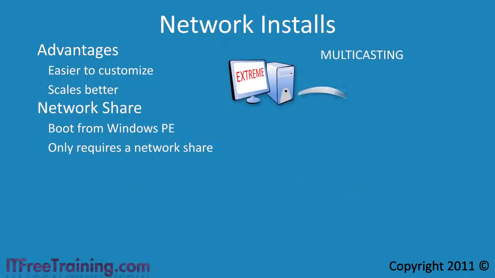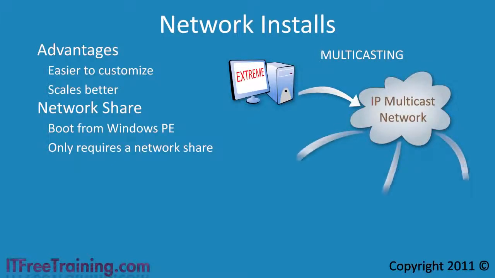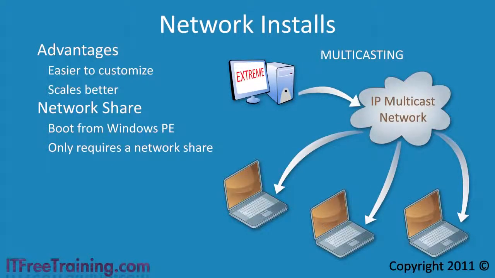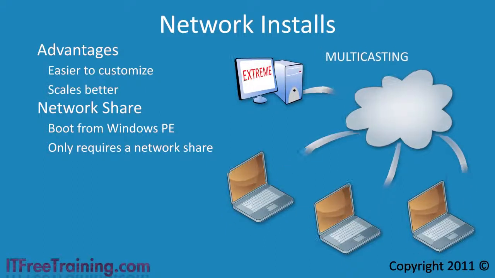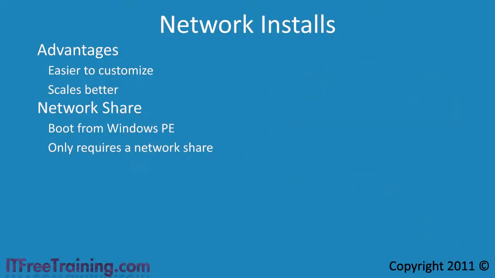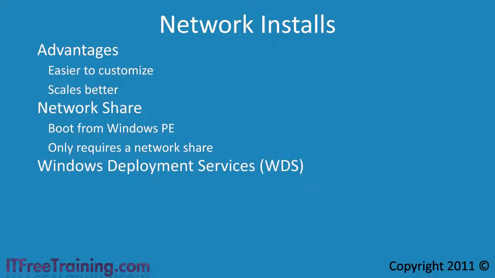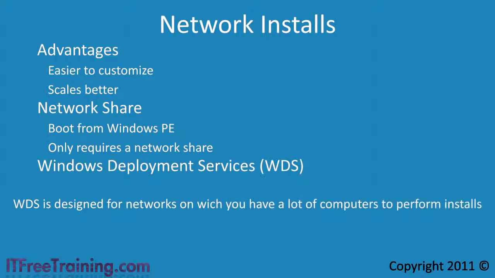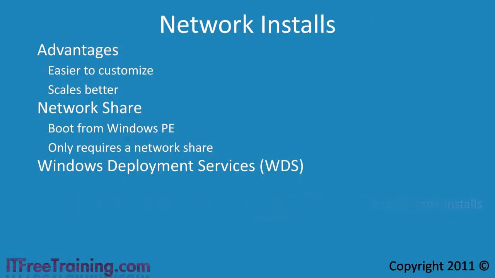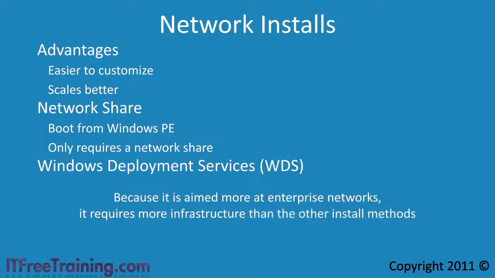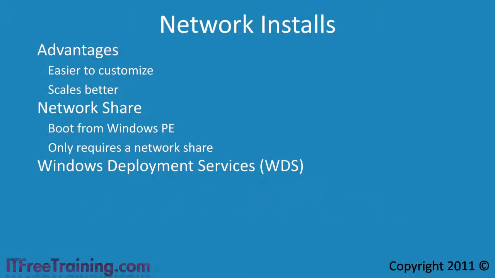Multicasting allows the same packet of data to be sent on the network to many different computers. If you want to be able to use multicast, you will need to use a system like Windows Deployment Services, otherwise known as WDS. WDS is designed for networks on which you have a lot of computers to perform installs. Because it is aimed more at enterprise networks, it requires more infrastructure than the other install methods. To use WDS requires a domain controller, DHCP, and DNS.